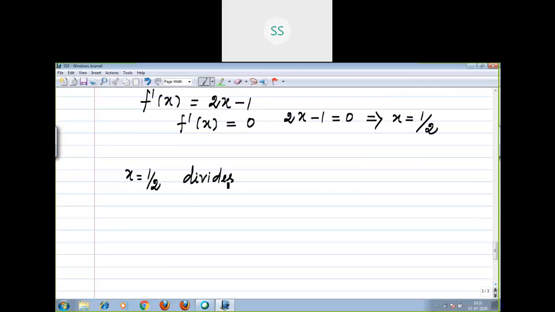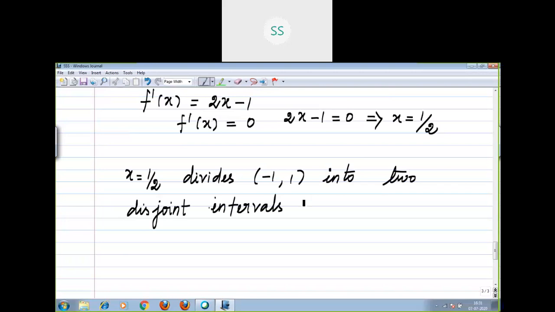Here I didn't draw the real line because the interval is given, so there is no necessity to draw. It divides minus 1 comma 1 into two disjoint intervals, right? How it divides, you see, disjoint intervals: that is minus 1 to 1 by 2 and 1 by 2 to 1.